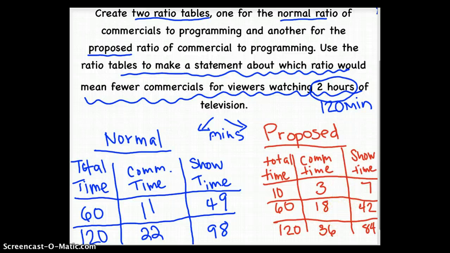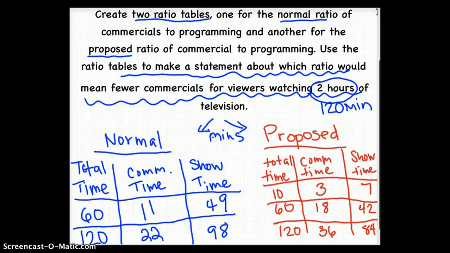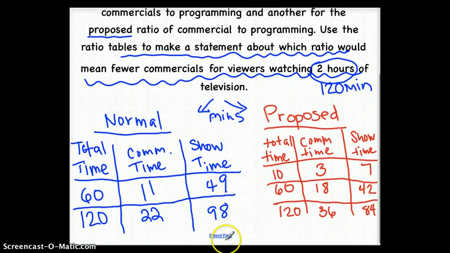has the better, what would be better for viewers. If you are watching TV, which one of these would you rather watch? So let's look at the commercial time, because now we know that these are even, so now we can compare. So we have 11 minutes here for the normal, 22. Look at proposed. You're going to spend 18 minutes watching commercials and 36 minutes here watching commercials. So, at the very end, it said to make a statement. That means to write a sentence.